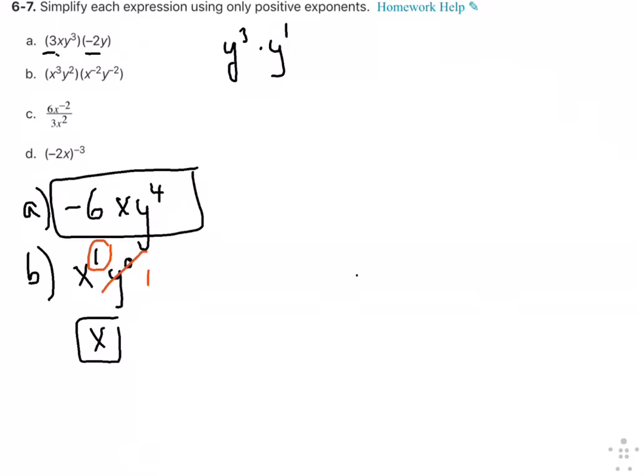Okay, C. For C, we're going to divide, right? So 6 divided by 3 is 2. X to the negative 2 divided by x to the 2. Let's remember our rules. When we have x to the negative 2 divided by x to the 2, we subtract the exponents. So that would be x to the negative 2 minus 2. That's x to the negative 4. So we have 2x to the negative 4.